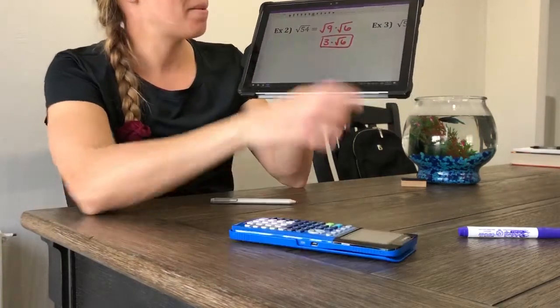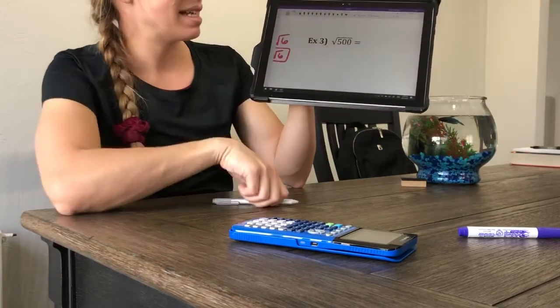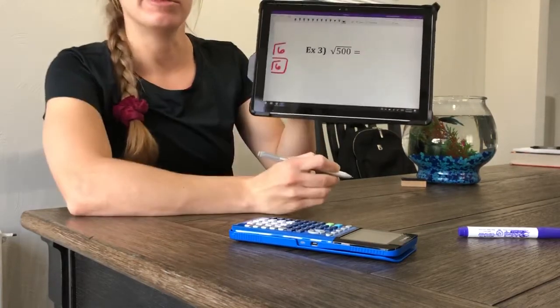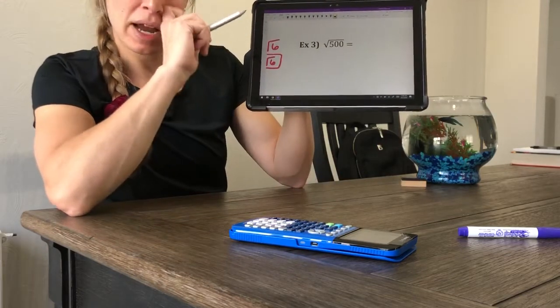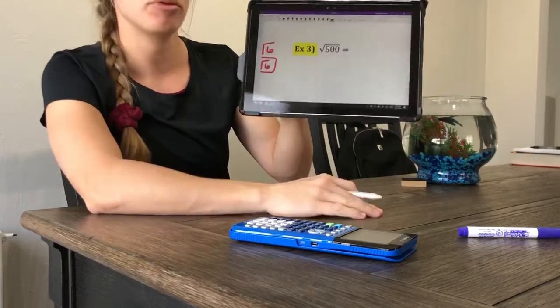Okay. I want you to do example 3 on your own. Okay, the square root of 500. Find a perfect square factor that you can divide out and simplify. So you're doing example 3.